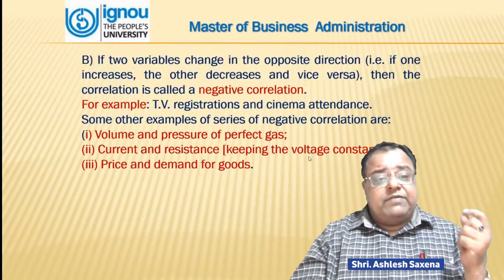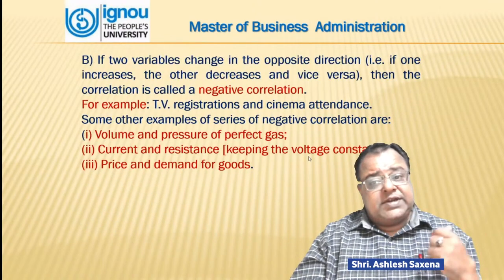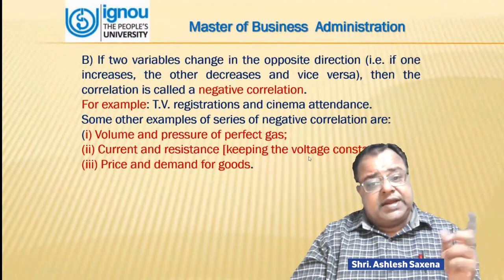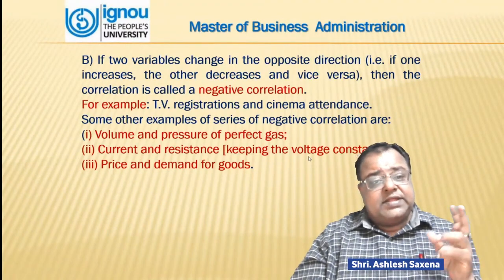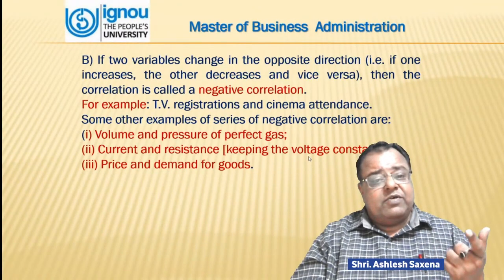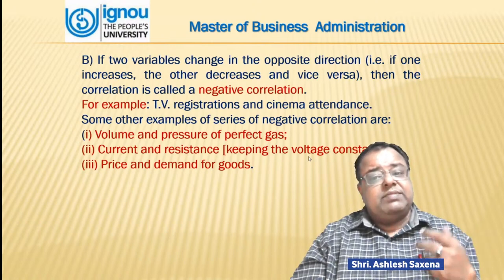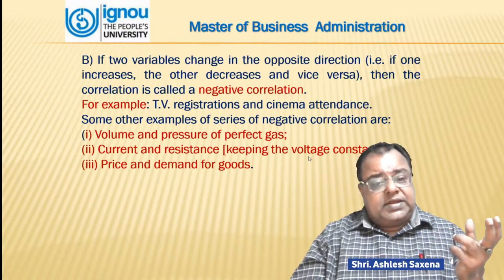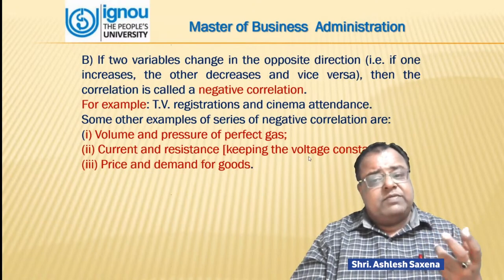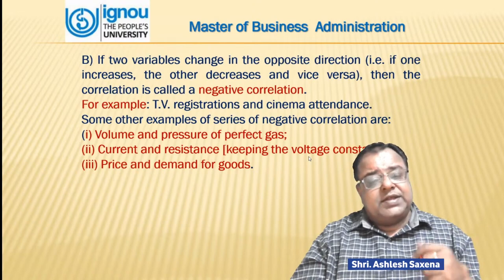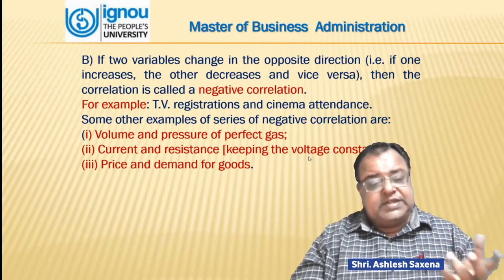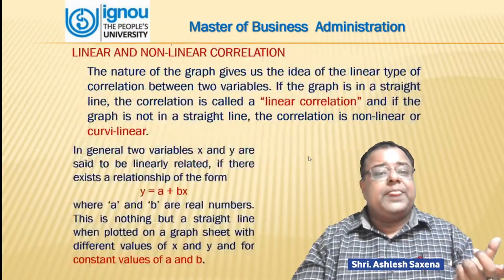The second one is, if two variables change in the opposite direction, if one increases and the other decreases and vice versa, then it is a negative correlation. For example, TV registrations and cinema attendance. Some other examples of negative correlation are volume and pressure of a perfect gas, current and resistance keeping the voltage constant, price and demand for goods. These are the examples of negative correlation.